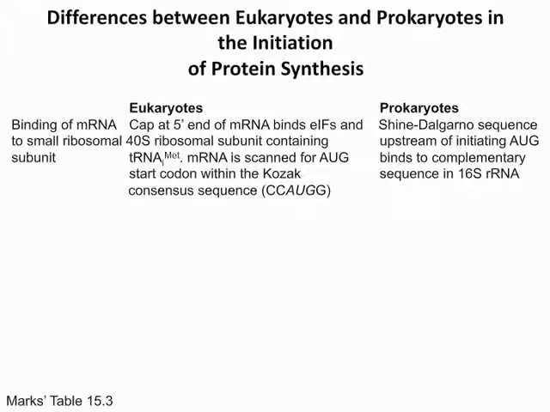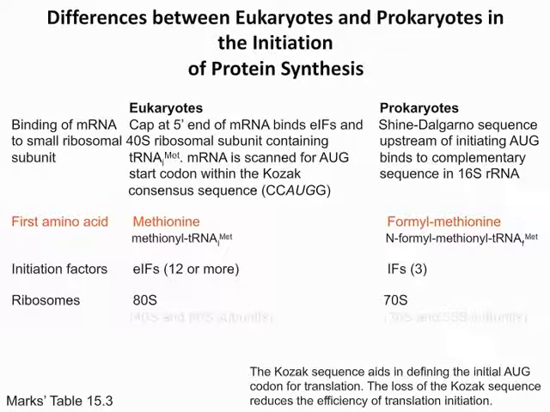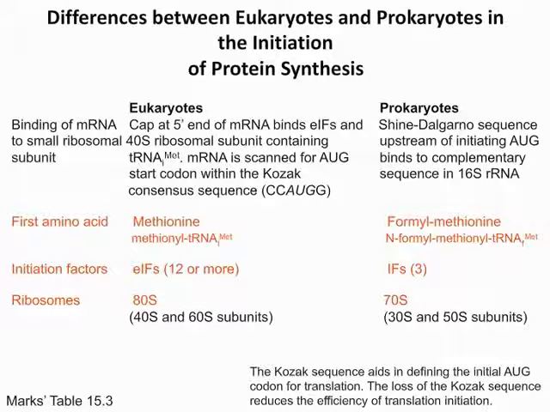Here's another important slide to pay attention to. This is one of your learning objectives, to know the differences between eukaryotic and prokaryotic protein synthesis. So remember, eukaryotes have that 5' cap that binds to the eukaryotic initiation factors. Remember that the first amino acid is methionine, so Aminoacyl-tRNA. Remember, we used the eIFs, and then we have the ribosomes 40S and 60S, which form the 80S ribosomal subunit.